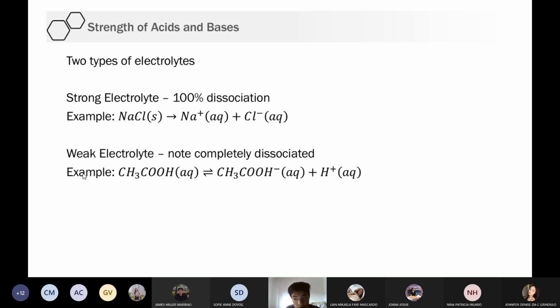Pero kapag tayo ay may weak electrolyte, pwedeng mababa lang yung electronegativity difference or pwedeng may hydrogen bonding kaya hindi agad siya makabaklas. Or pwede ring organic molecule yung ating species. For example, acetic acid, this is an organic molecule. So automatically, weak electrolyte yon. Okay? Mamaya makikita natin iba pang examples.